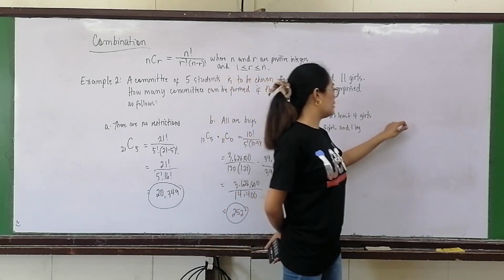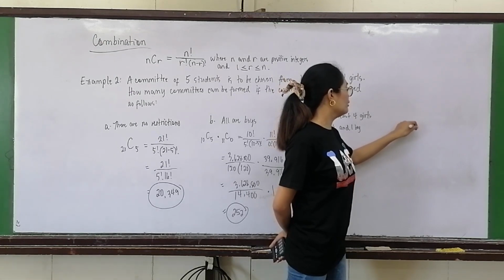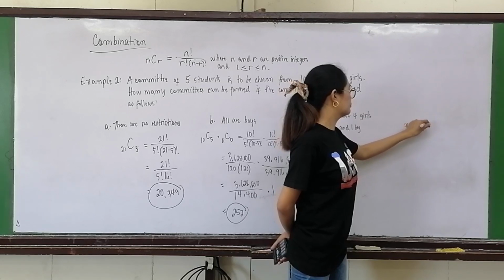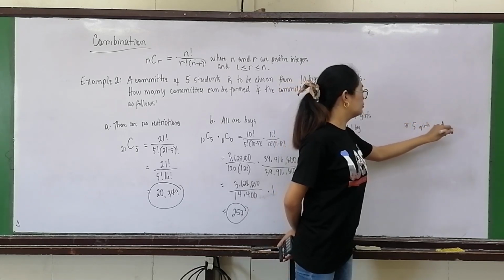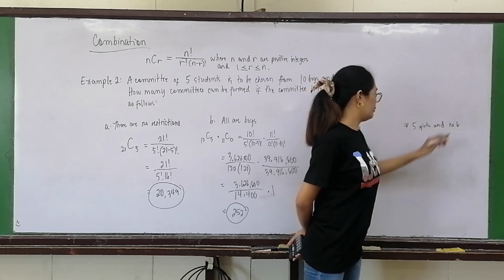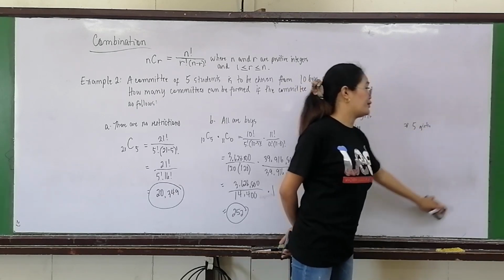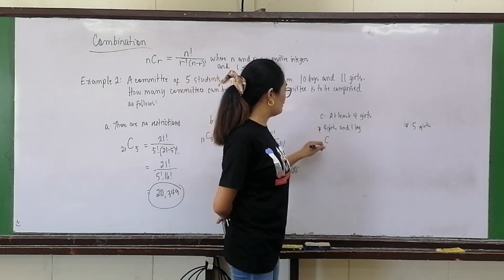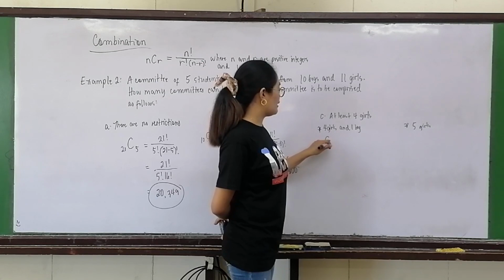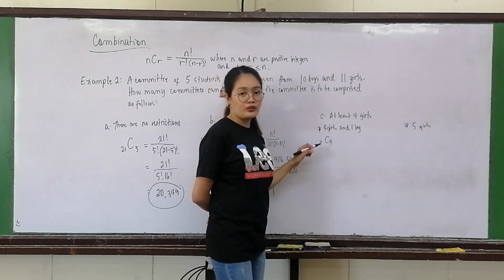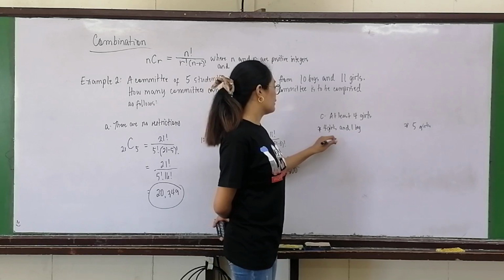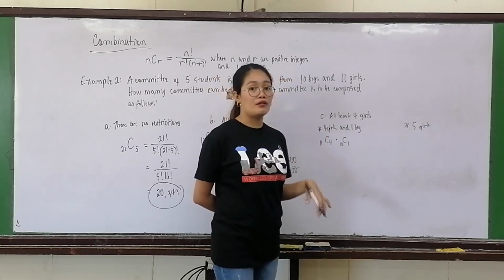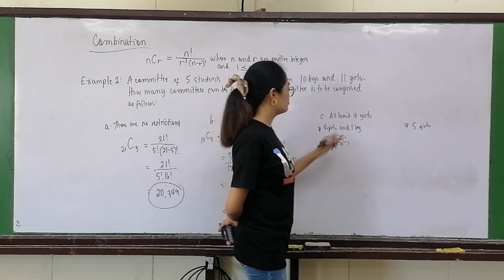And the second case can be all girls, or we have 5 girls and no boy at all. And now we have the combination of 11 taken 4, since out of the 11 girls, only 4 will be chosen, times the combination of 10 boys taken 1, since out of the 10 boys, only 1 will be chosen.